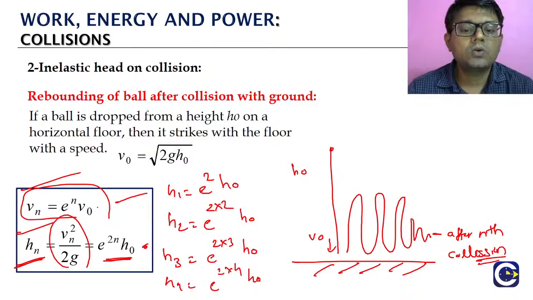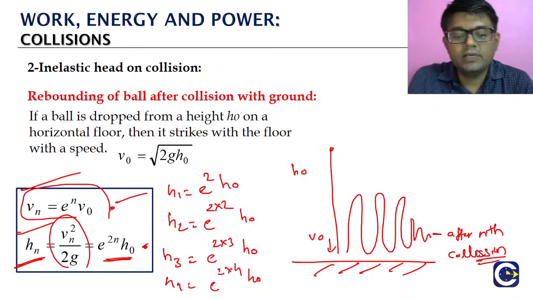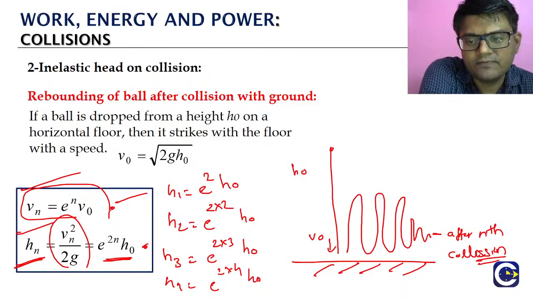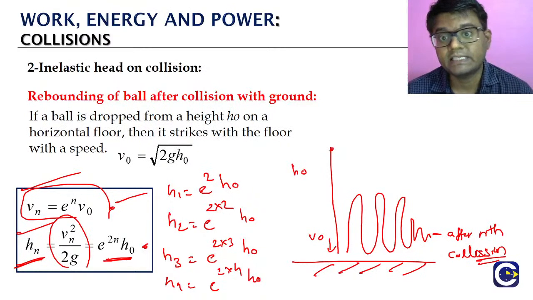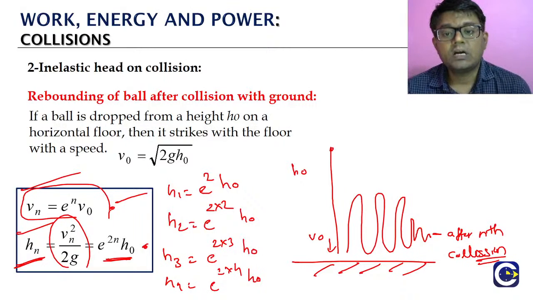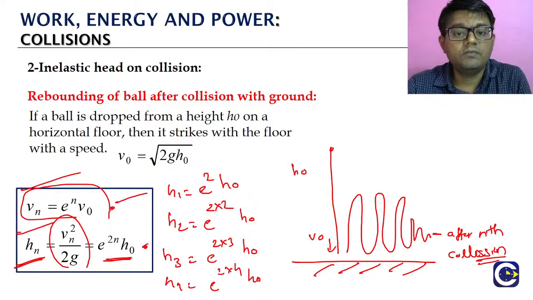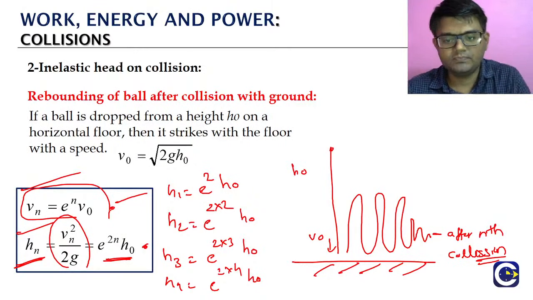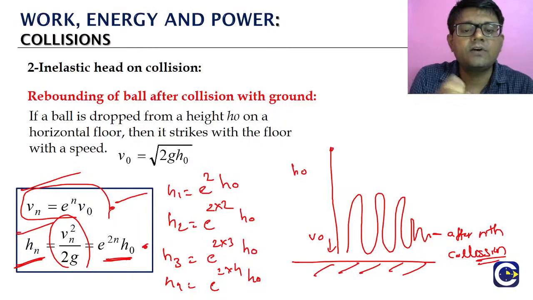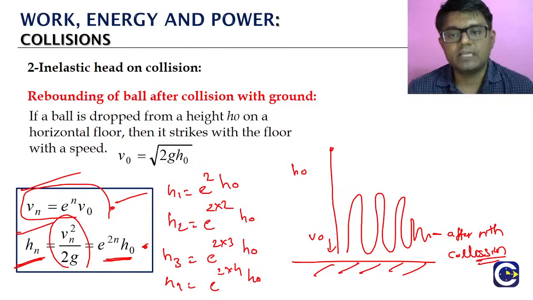So these are two important results that will actually be of use for us. In fact, in some of the previous year questions also, I think they have touched upon this idea. So after the nth collision, what is the velocity of the ball with which it will bounce, and what is the height to which it will go? So this is the case of rebounding of the ball after the collision with the ground.